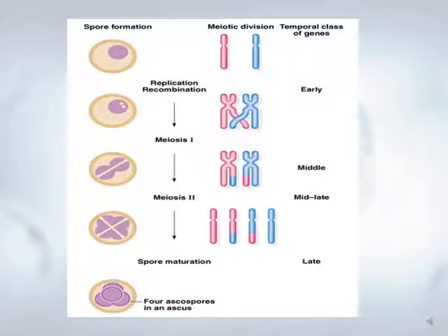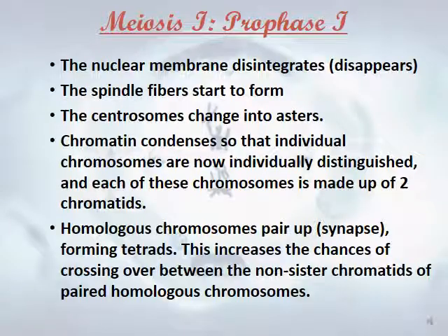So this crossing over is exclusive and only in the meiosis process. During prophase 1, the nuclear membrane disintegrates, like in the case of prophase. Spindle fibers start to form. Centrosomes start to change into asters. Chromatin condenses, so that chromosomes are now individually distinguished, and each chromosome is made up of two chromatids.